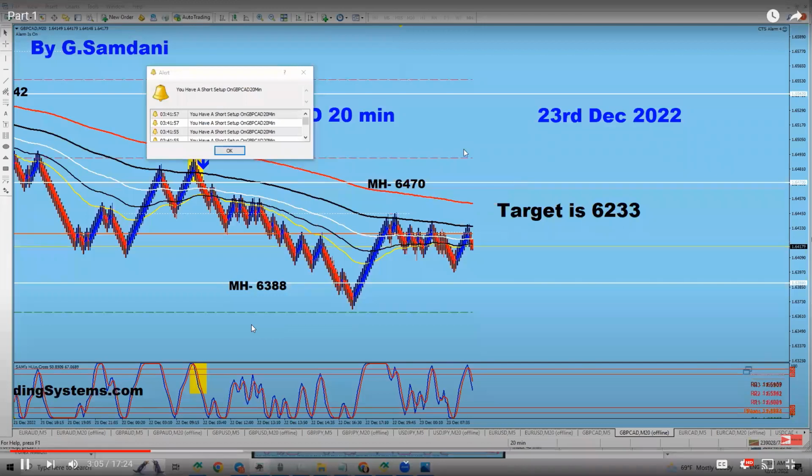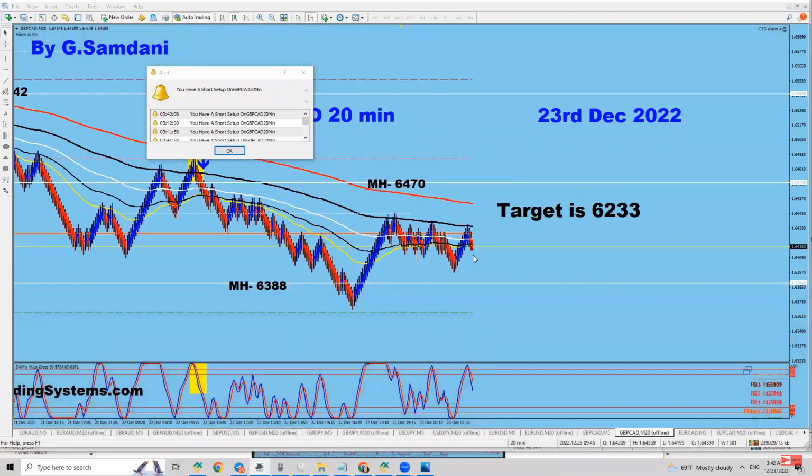Hello everyone. Now Pound CAD is about to make the short setup. It is making a short setup and beeping. You have a short setup on Pound CAD, so I'm going to go ahead and take that entry as well, and then update you later on. My target is 62.33 to the downside. So let's see.